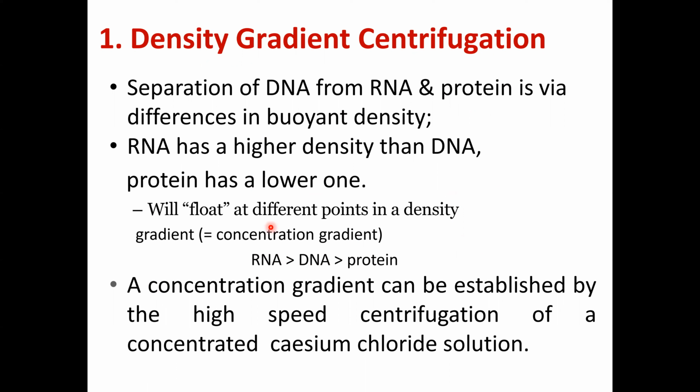The concentration gradient can be established using high-speed centrifugation. Class, you have to take note that when you perform density gradient centrifugation, you should set a high speed of centrifugation plus the addition of cesium chloride solution. Cesium chloride solution and high-speed centrifugation will yield very good results in your density gradient centrifugation.